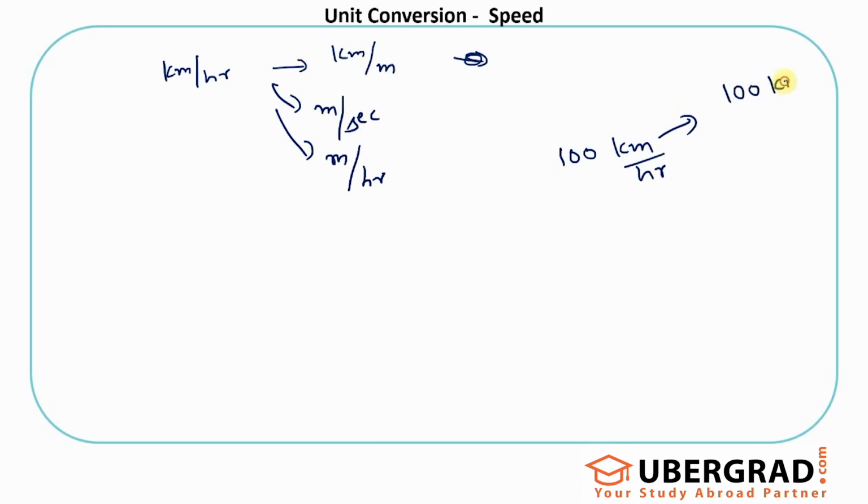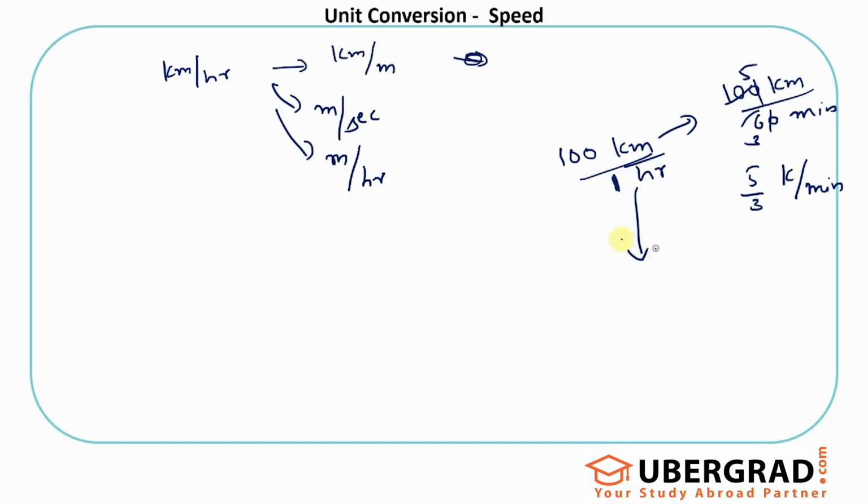When I say the speed is 100 kilometers per hour, it is like 100 kilometers per 1 hour. So 100 kilometers by 1 hour, which is 60 minutes. So this will be 10 by 6. So that is basically 5 by 3 kilometers per minute.